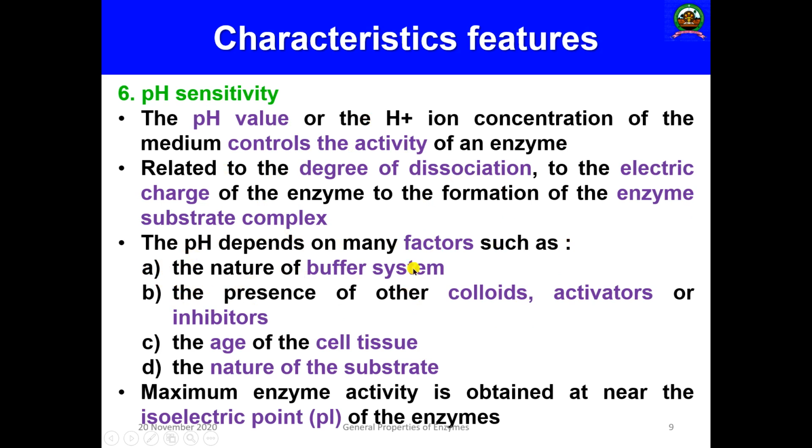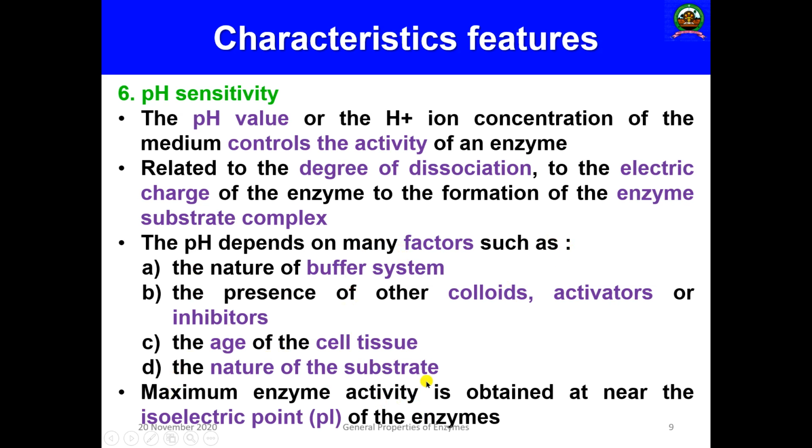Next one is the presence of other colloids, activators or inhibitors. There are certain agents that will activate, or certain agents that will inhibit. All these activators, inhibitors and colloids are the main agents that adversely affect the hydrogen ion concentration of the enzymatic activity. Then the age of the cell or tissue in which that is happening, the mature cells or the newly growing cells. That is very, very important.